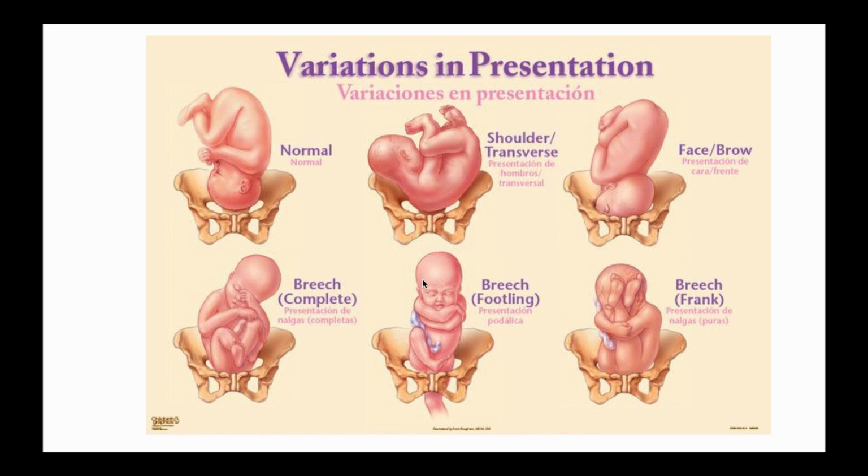Now we have the various types of the breech. So this being the complete breech, in which the legs and the thighs are flexed, but the baby is coming with the buttocks. Then we have the footling breech. As you can see, one leg and the thigh are extended whilst the other is flexed. Then we have the frank breech, in which both thighs and legs of the baby or the fetus are extended.